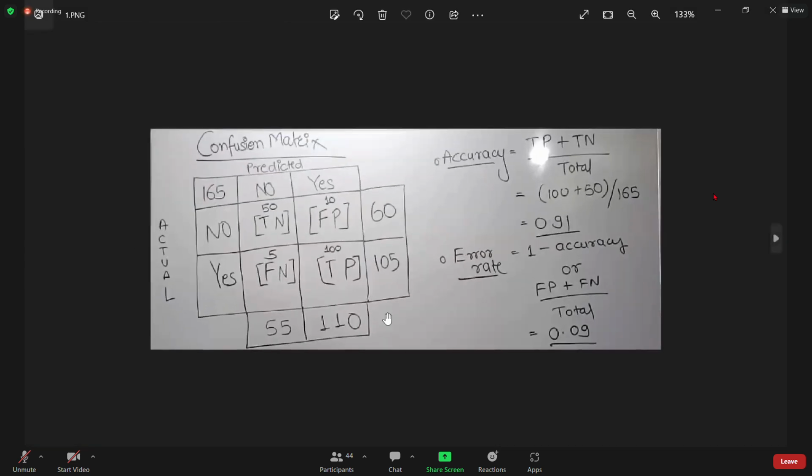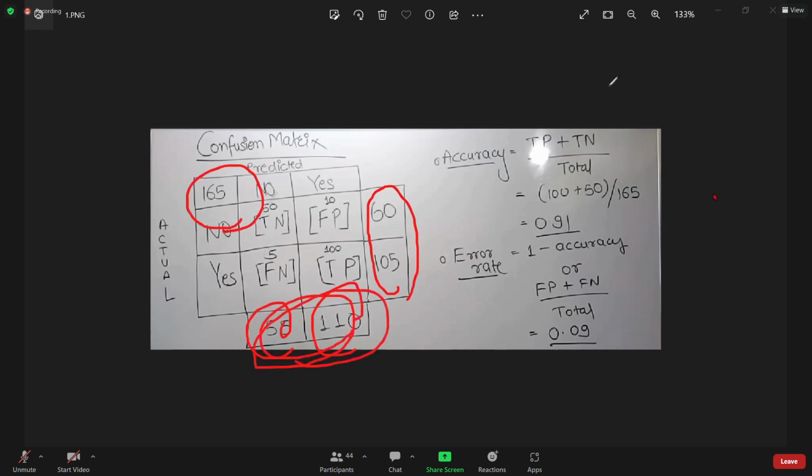Accuracy. Assume overall we have 165 records. Out of 165, 50 records are TN, 10 are FP. So 50 plus 10 is 60, plus 105 is 165, right? Now, for 5, 5 and 100, 110, 165. So altogether 165, okay?